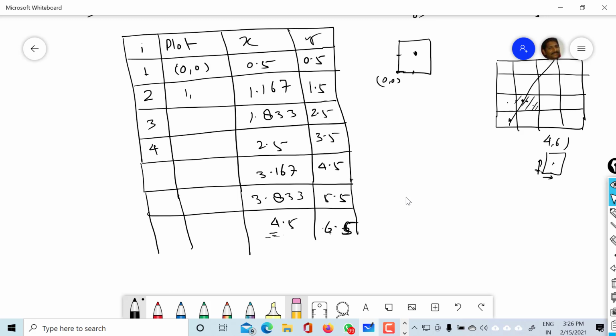So what we plot: it was 0 0, it was 1 1, because the integer part is 1, therefore we will plot 1 1. Here what should we plot? We will take only the integer part, therefore 1 and 2. Here 2 and 3, here 3 and 4, here 3 and 5, here 4 and 6. 4 and 6 was the last value.